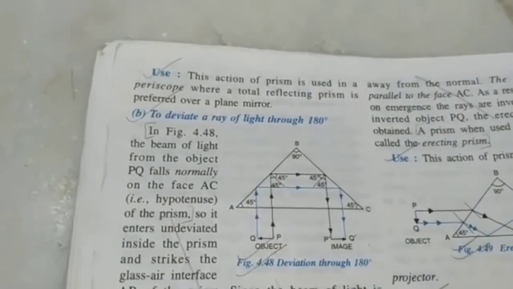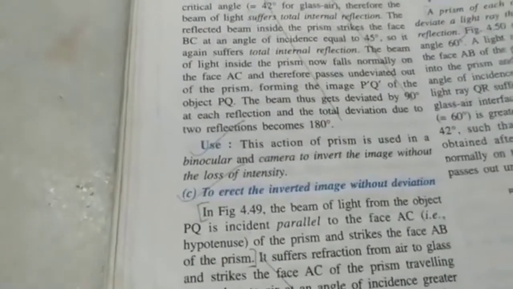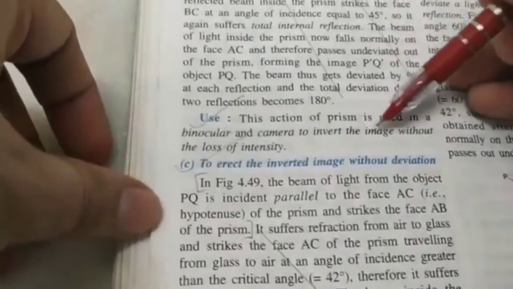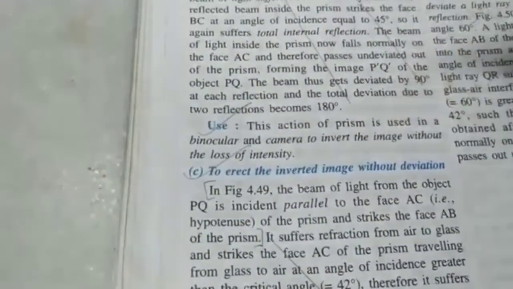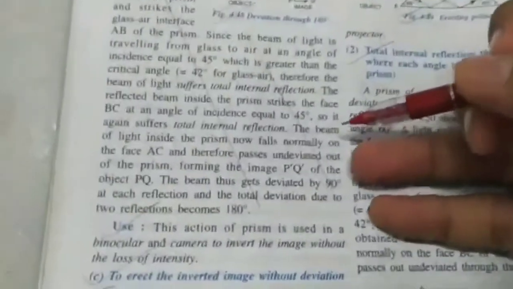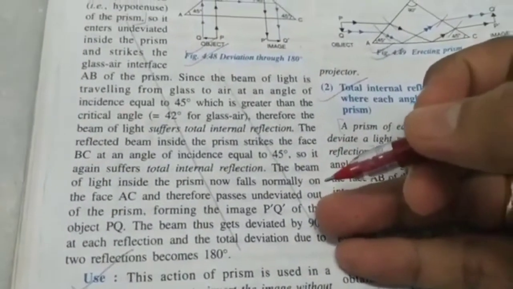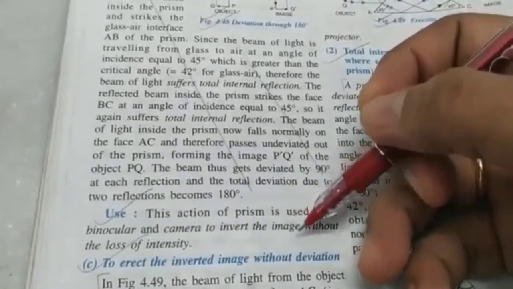Now where is this used? Well, this is used in binoculars and cameras to invert the image without the loss of intensity. Invert the image, because you see in a camera there may be a convex lens which creates an inverted image. What if you want to invert that inverted image? So that's where this can be used.